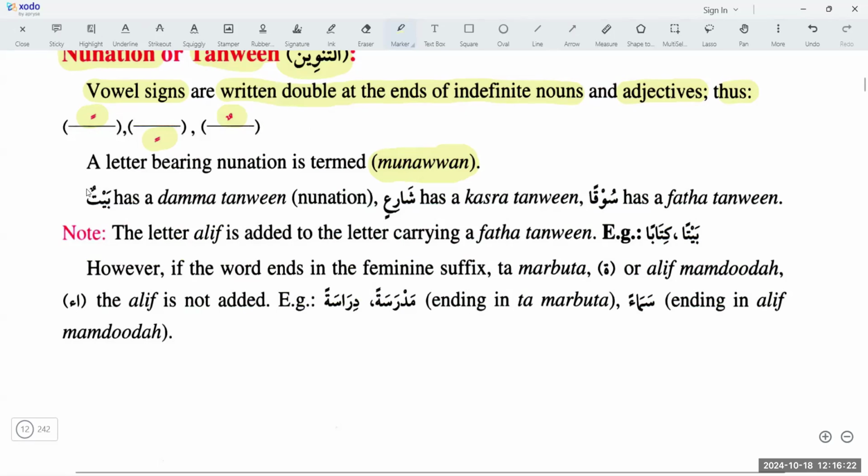Baitun. Baitun, the last letter of baitun has a double vowel.